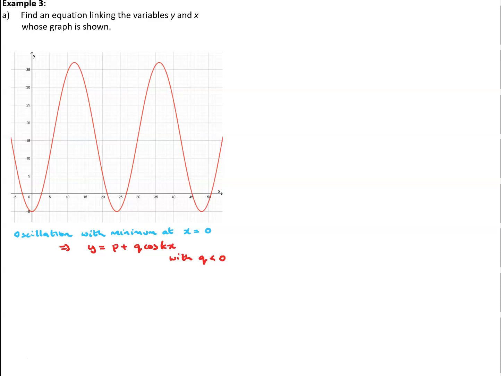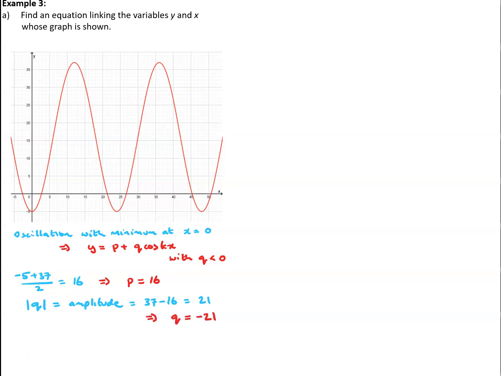So the mean position is going to be the average of minus 5 and 37, which is 16. So that tells me that p must be equal to 16. The amplitude of the motion is the difference between the maximum and the mean position. The maximum is 37. The mean position is 16. So the amplitude is 37 take away 16, which is 21. So the modulus of q is 21. So the value of q must be minus 21, because we've already said that q is negative in this case.